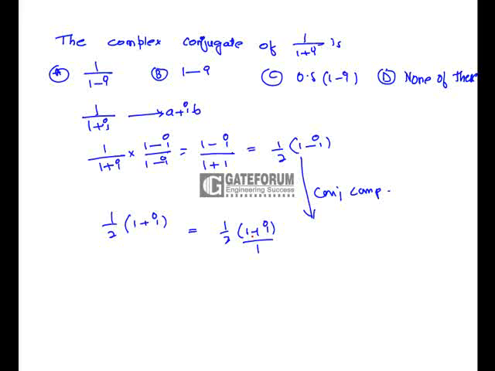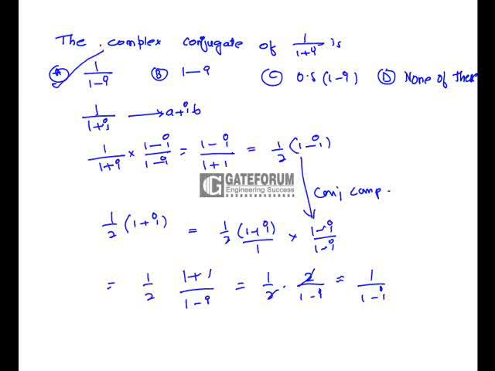Again, if I further rationalize this by 1 minus i into 1 minus i, then this will be half of 1 plus 1 by 1 minus i, which can be written as half into 2 by 1 minus i. So the required answer is 1 by 1 minus i, which is nothing but option A.